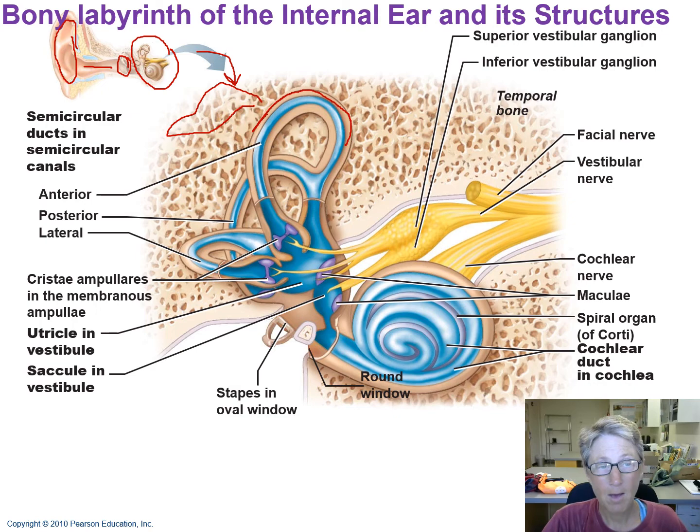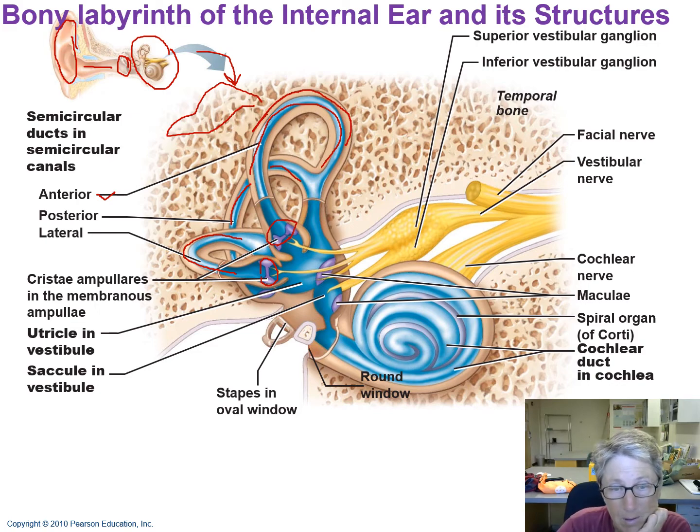And you have the anterior semicircular duct in a canal, the posterior semicircular duct in a canal, and then this is the lateral semicircular ducts within the semicircular canals. And then we talked about this last time. This is the crista ampullaris in the ampulla of the semicircular canals. Here's another one. They detect equilibrium.